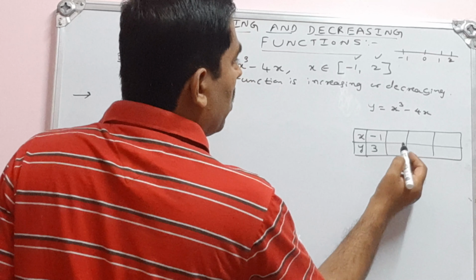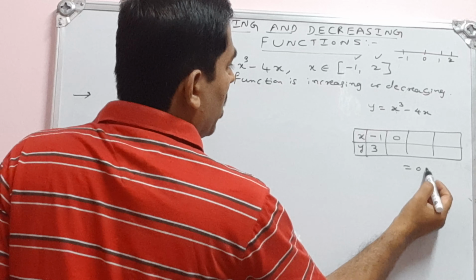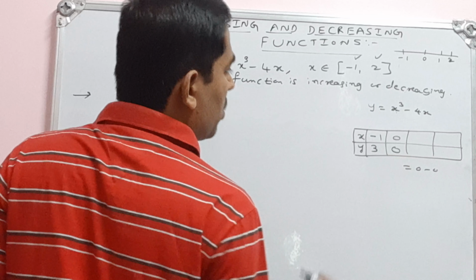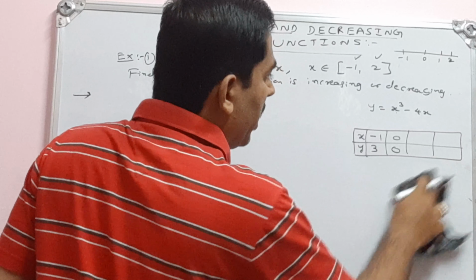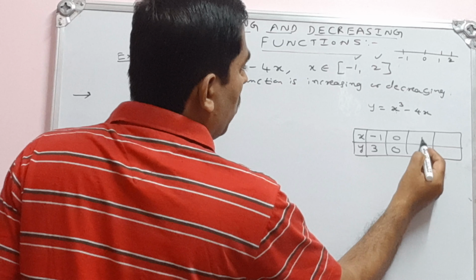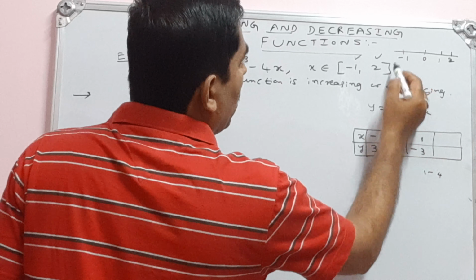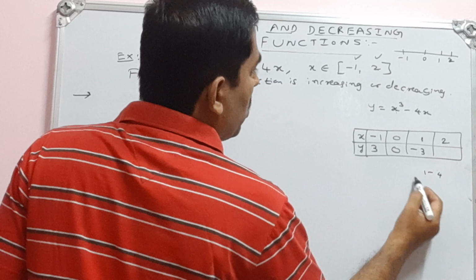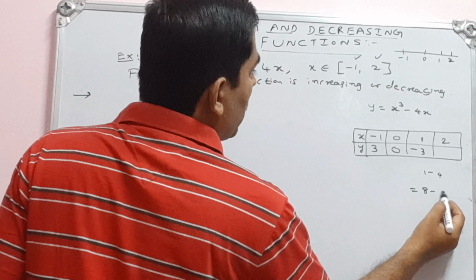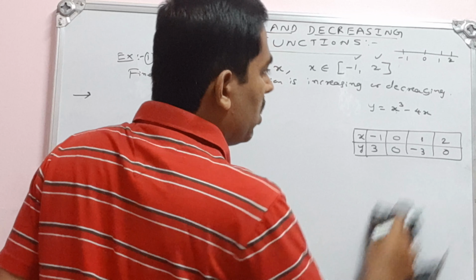Then let us consider 0. If x is equal to 0, that will be 0 cube minus 0, so 0. Then let us give 1 here. If x is equal to 1, then 1 cube is 1, 1 minus 4 will be minus 3. Then include this point also, 2. If x is 2, 2 cube is 8, minus 8, that will be 0. These are the few values.